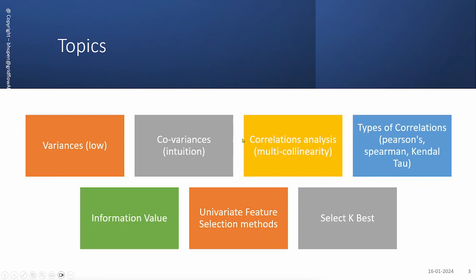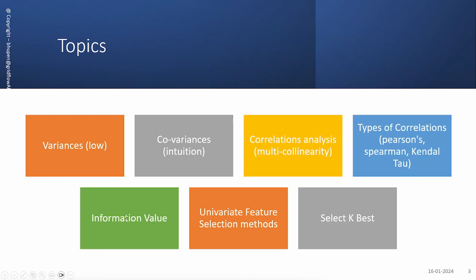Followed by covariances, we will talk about correlation, which is essentially covariance, but I will give you some insight about multicollinearity here. And after that, we'll talk about the various types of correlation, like Pearson's correlation, Spearman correlation, and Kendall-Tau, and when to use which one.